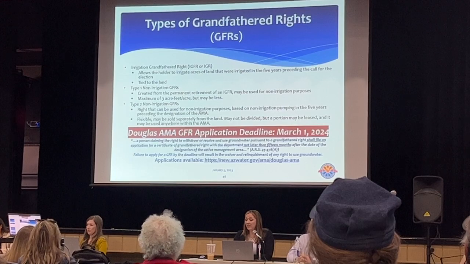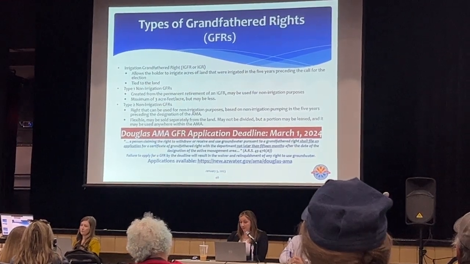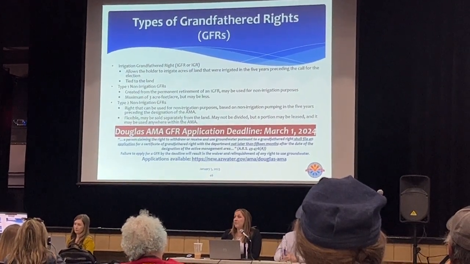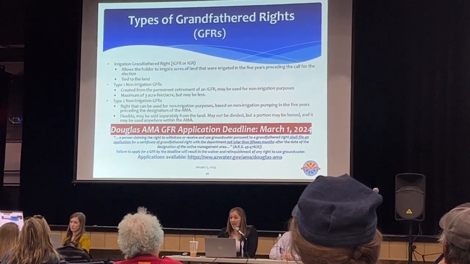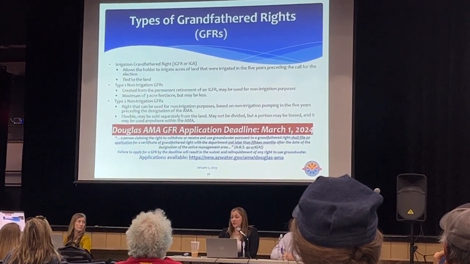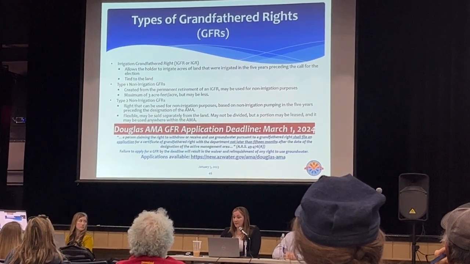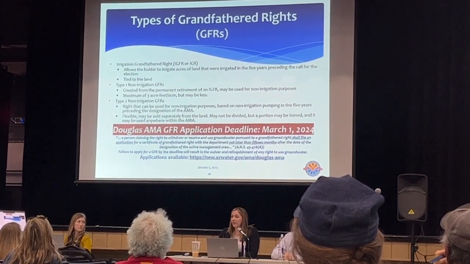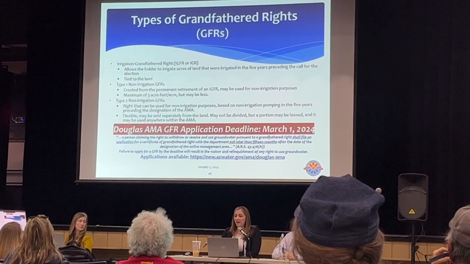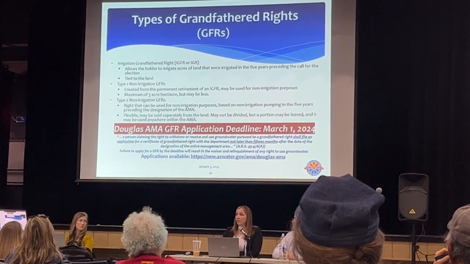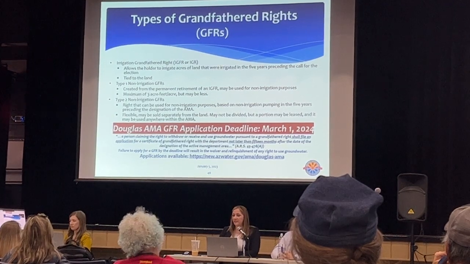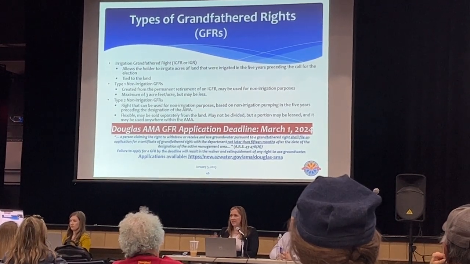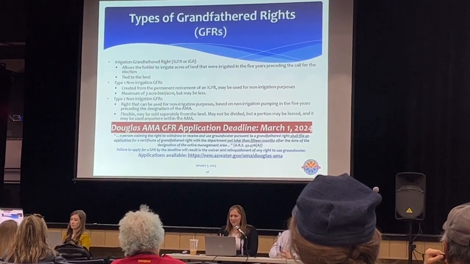A type 1 non-irrigation grandfathered right is created from the permanent retirement of irrigated lands. And this water is used for non-irrigation purposes. Typically, a type 1 is gonna be 3 acre-feet per acre or less. And in a lot of cases, that is tied to the land, although there's exceptions there. Type 1s can be confusing.